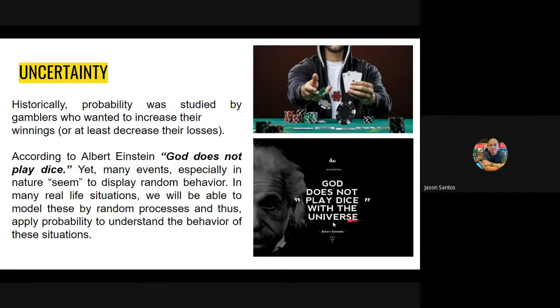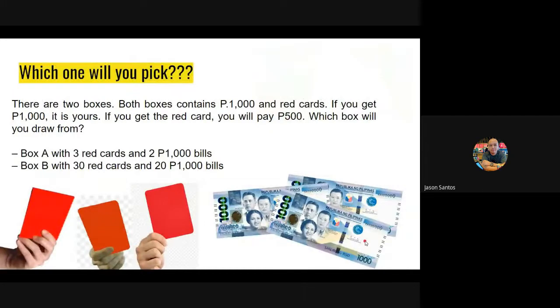So let us play a game first before we continue. Let's say there are two boxes, and both boxes contain 1,000 peso bills and red cards. If you get a 1,000, it is yours. If you get a red card, you will pay 500. Which box will you draw from? Box A with three red cards and two 1,000 bills, or box B with 30 red cards and 20 1,000 bills? You can pause this video and think about which one you will select. If you're done selecting, let us continue.